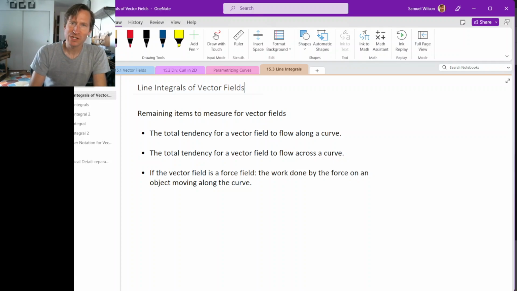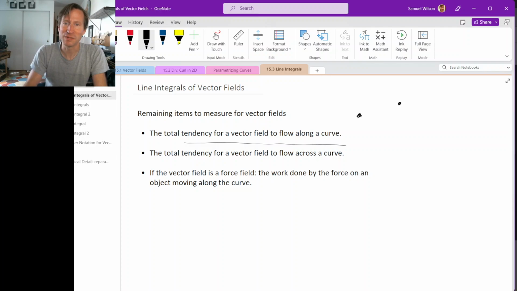So remember that we talked about scalar line integrals because we had some questions about vector fields that we needed line integral machinery to answer. And those questions were these. One of the three things that we said we wanted to measure about vector fields was the total tendency for a vector field to flow along a curve.